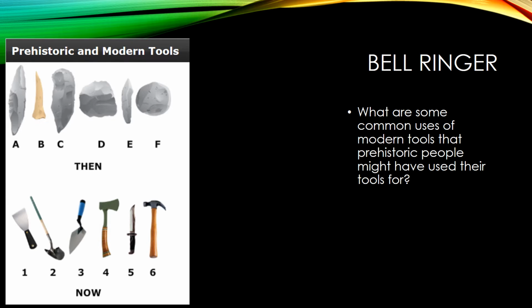What are some common uses of modern tools that prehistoric people might have used their tools for? So let's look at our tools at the bottom, tools 1 through 6 labeled now. What are some of these modern tools that prehistoric man might have used these tools for? Obviously, I look directly at tool number 4. That's the first one that I see. That's a hatchet. It will be good for hacking down trees that you might need to use for shelter. Maybe you're going to take a few limbs off to set a trap for an animal. You might be able to use that same hatchet to make a spear from that tree limb. So that was the first one that jumped to mind.